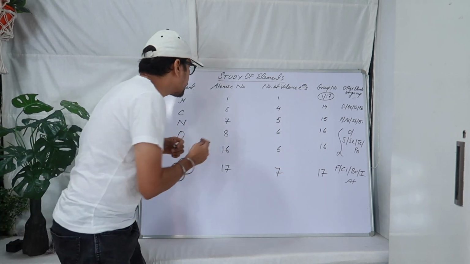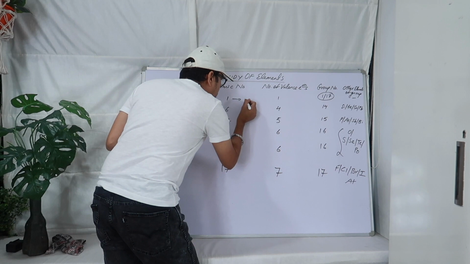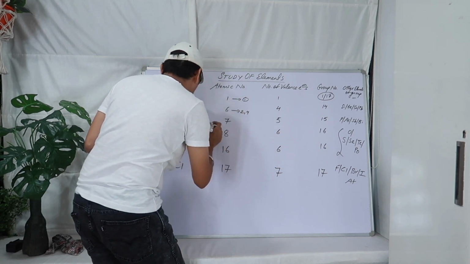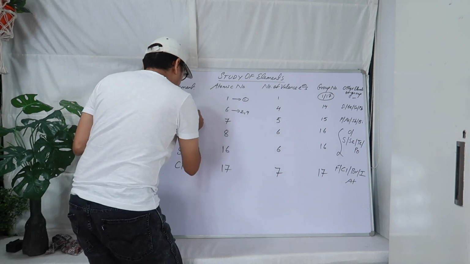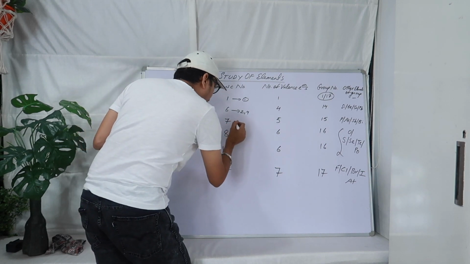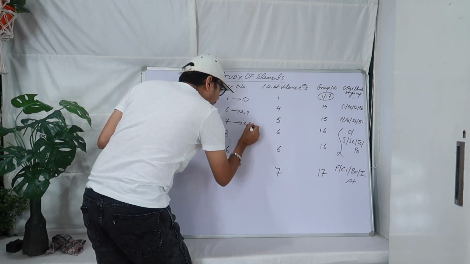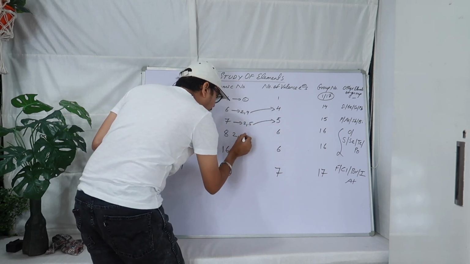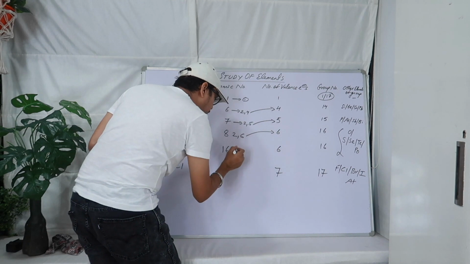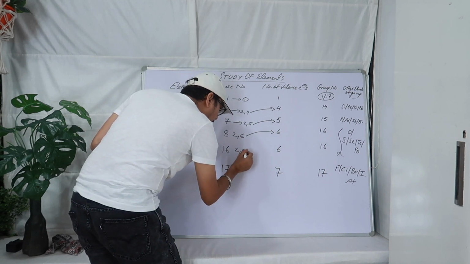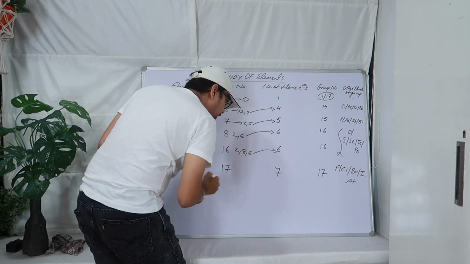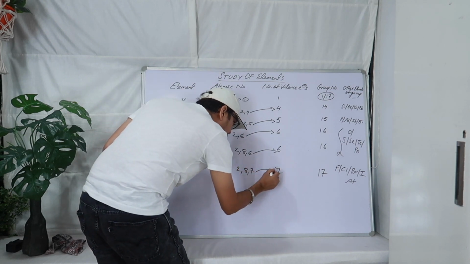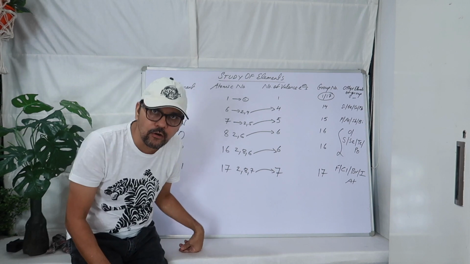What is the electronic configuration? Hydrogen is 1 only. Carbon is 2, 4, so number of valence electrons 4. Nitrogen is 2, 5, so how many valence electrons? 5. Oxygen is 2, 6, so number of valence electrons 6. Sulfur is 2, 8, 6, so here also it will be 6, and chlorine is 2, 8, 7, so number of valence electrons is going to be 7.